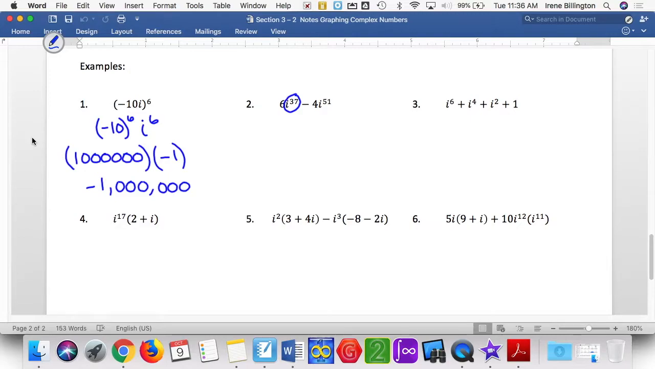9.25. And if the decimal remainder is 0.25, what is i to the 37th equivalent to? i. Good. So this would be rewritten as 6i.